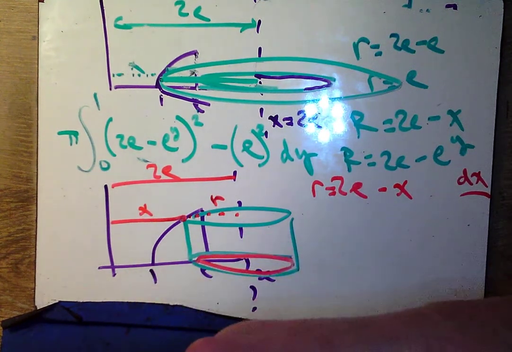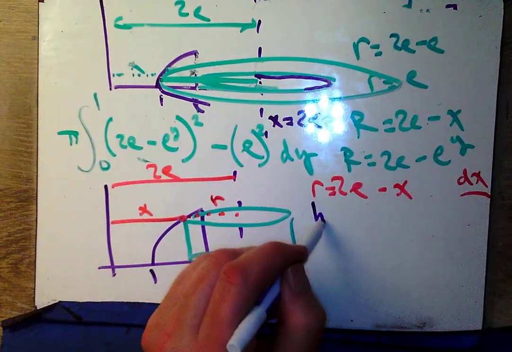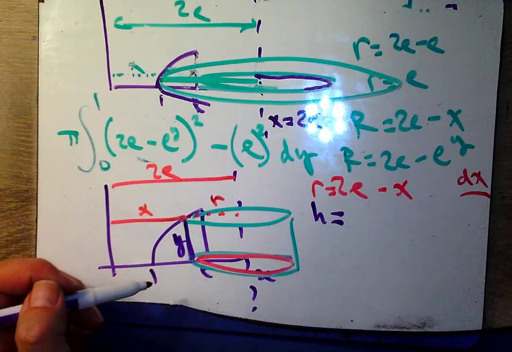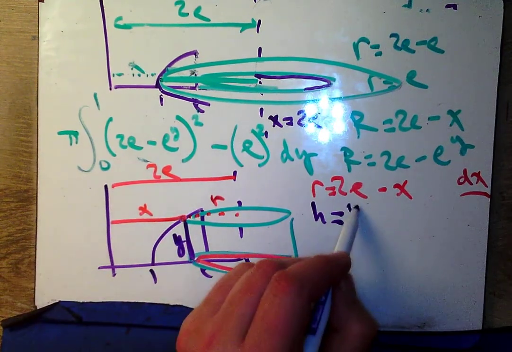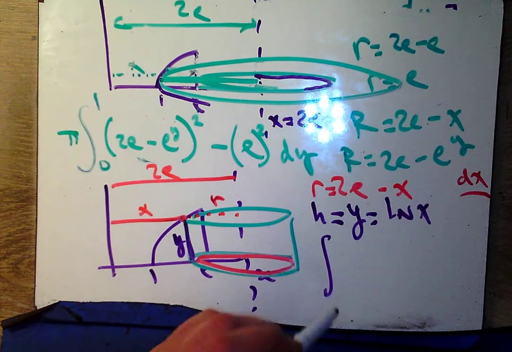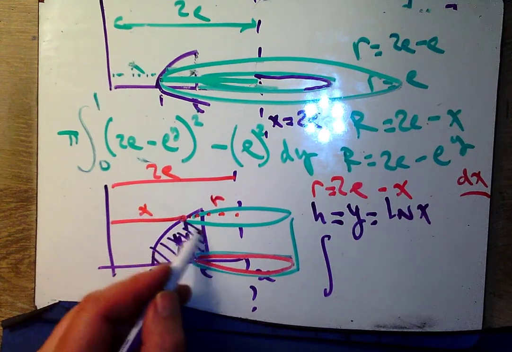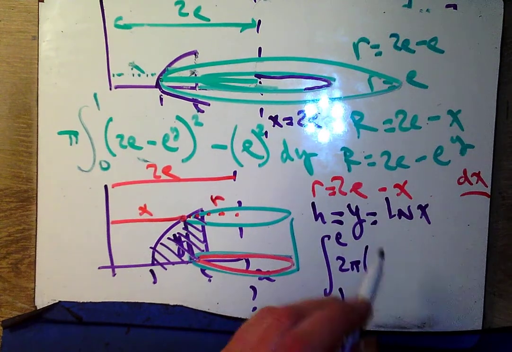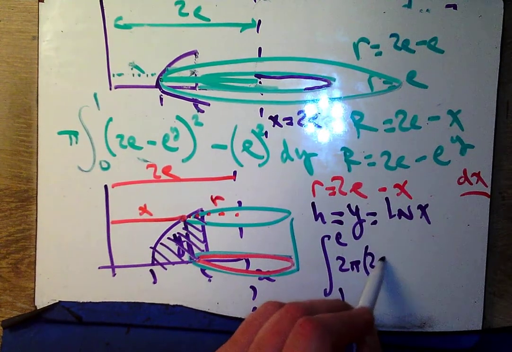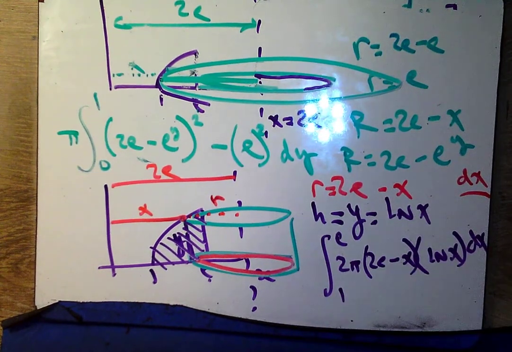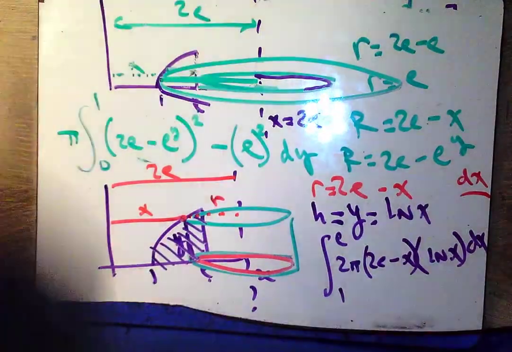Fabulous. Now, what's the other thing we need? Well, we're going to need h. And h is the y value here. This is a dx integral, so even though h is the y value, I want to go with ln of x. So my integral, and remember we're only integrating the region from 1 to e, of 2 pi times 2e minus x times ln of x dx. I think you could do that by hand. I'm not going to do it right now with you, but I think you could do it by hand.